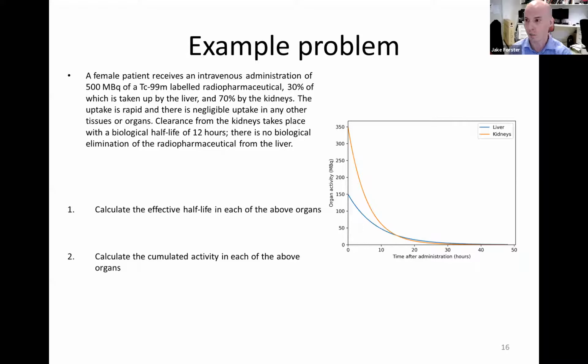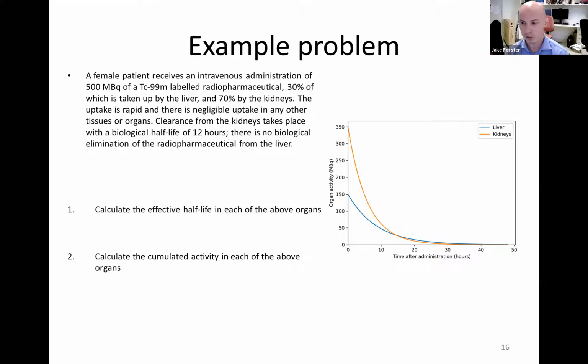I've got another example problem. We've got a female patient who receives an intravenous administration of 500 megabecquerels of a technetium-99m labeled radiopharmaceutical. 30% is taken up by the liver and 70% by the kidneys. The uptake is rapid and there's negligible uptake in any other organ. We have the clearance from the tissues taking place with a biological half-life of 12 hours. And there's no biological elimination from the liver.